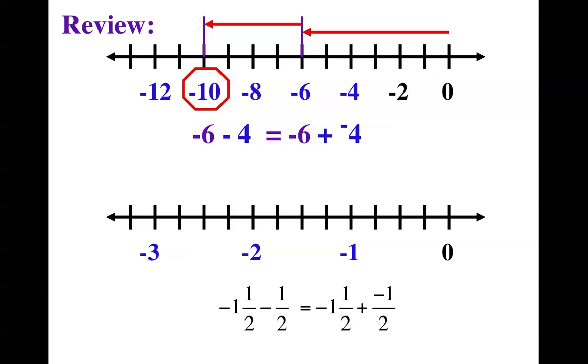So notice, to be able to solve this, instead of subtracting 1/2, I'm going to be adding the opposite of 1/2, which would be negative 1/2. When I do that, I go negative 1/2 plus another negative 1/2, and notice, I end up right here at negative 1. Alright, let's see how this works.